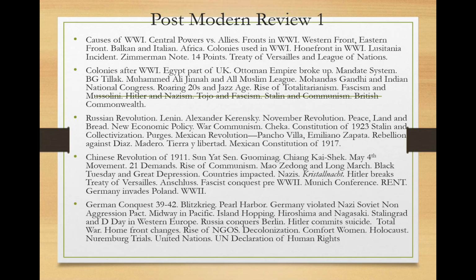At first, the Guomindang and the communists were allied, but then Chiang Kai-shek will attack the communists, and Mao Zedong will escape in the Long March. And China will have an off and on civil war from like 1921 to 1949.